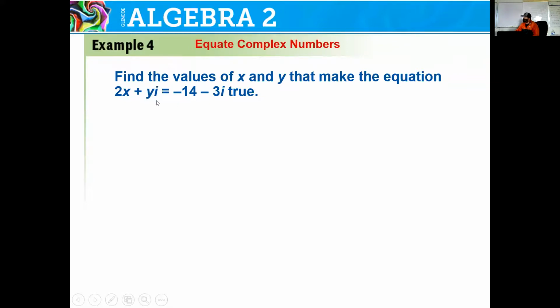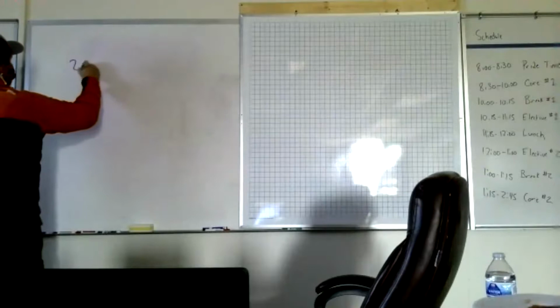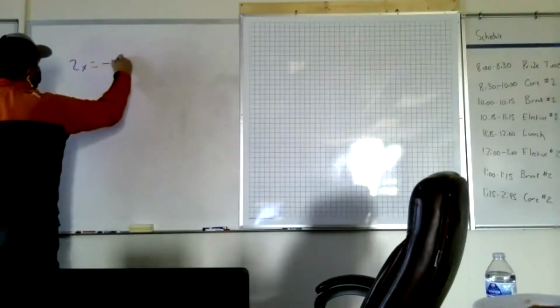And my imaginary part on the first equation is yi. The imaginary part on the second equation is -3i. So we're going to set the coefficients equal to each other. And then we're going to solve for our variables. So our real part is 2x is equal to -14.